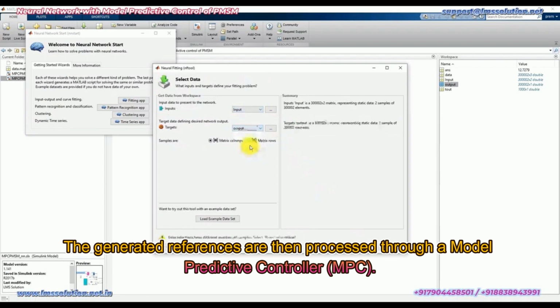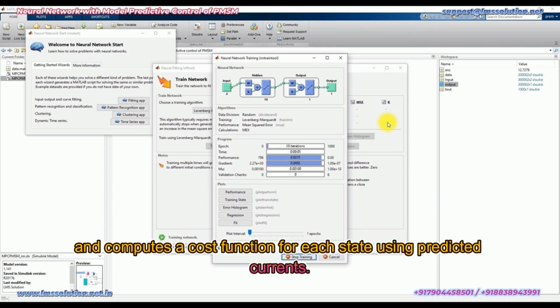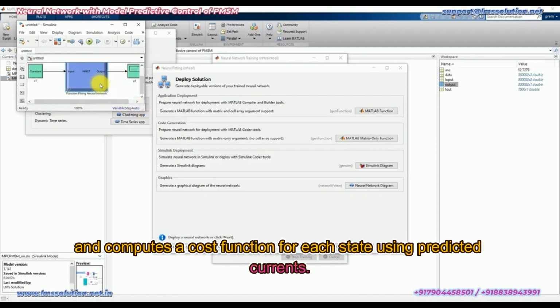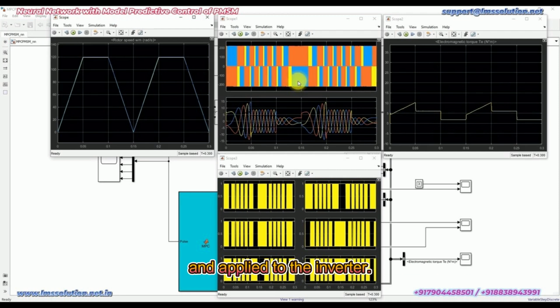The generated references are then processed through a Model Predictive Controller (MPC). The controller evaluates 8 possible inverter switching states and computes a cost function for each state using predicted currents. The switching state with the minimum cost function is selected and applied to the inverter.